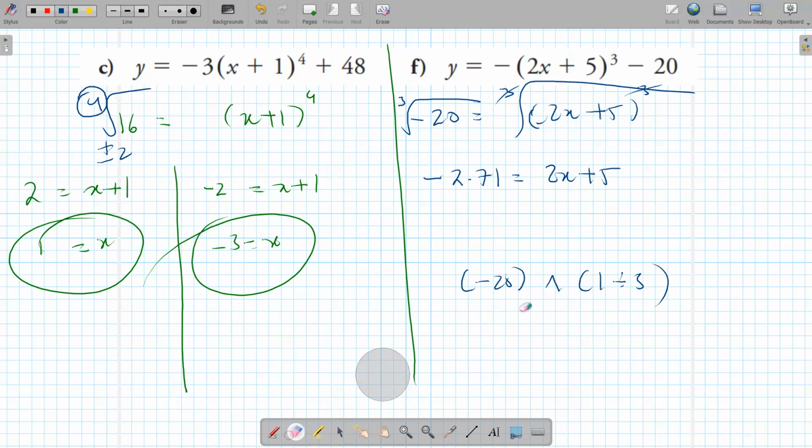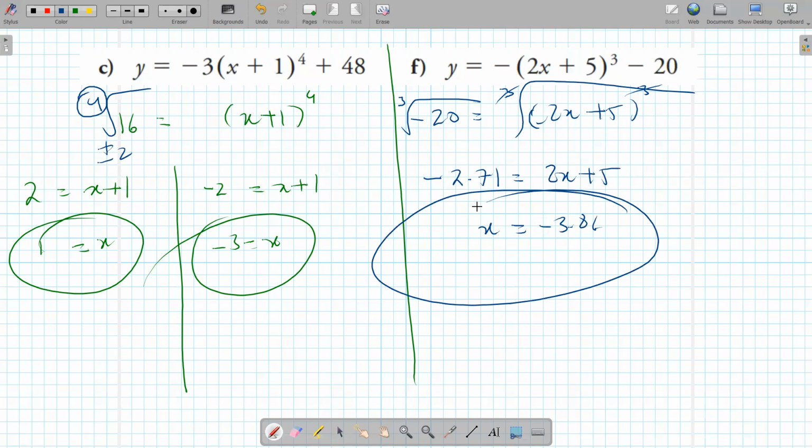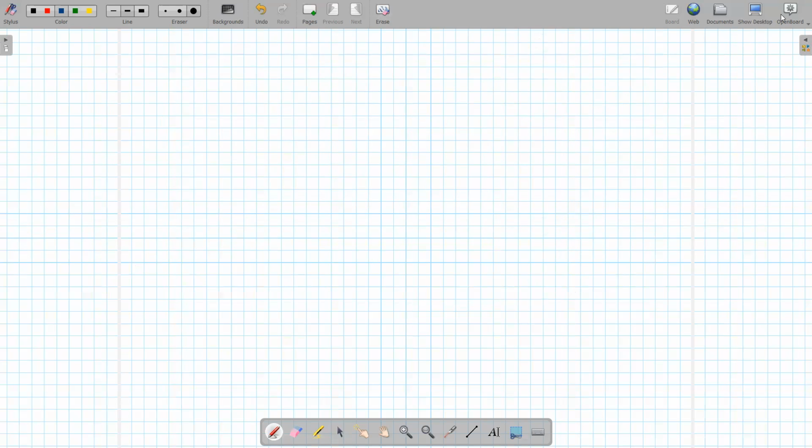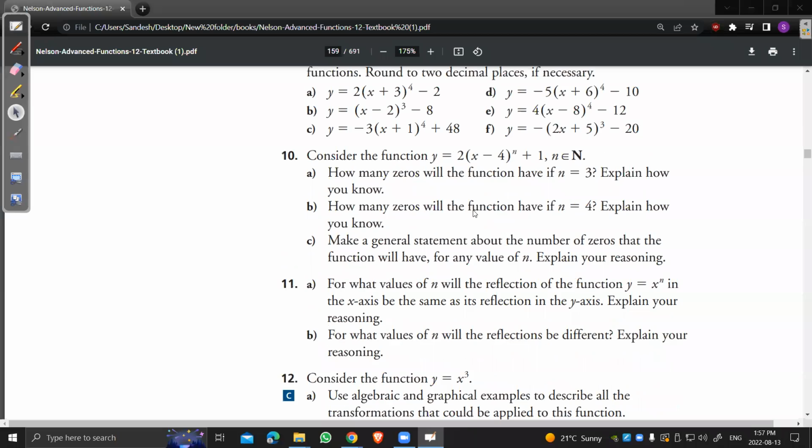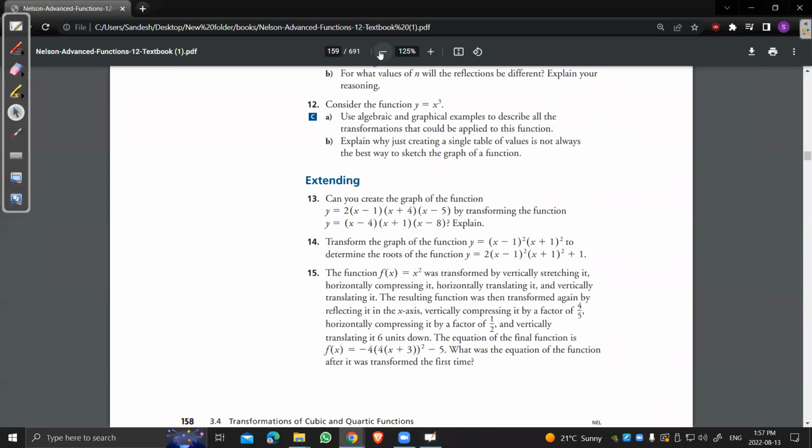So now it's just a simple linear equation. How do we solve this for x? You subtract 5 and then you divide by 2. Exactly, so -2.71 minus 5 divided by 2. That gives me, to 2 decimal places, x is -3.86, and you are done. Easy as that. Nothing fancy going on there.